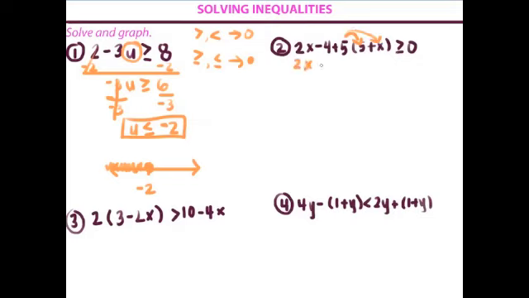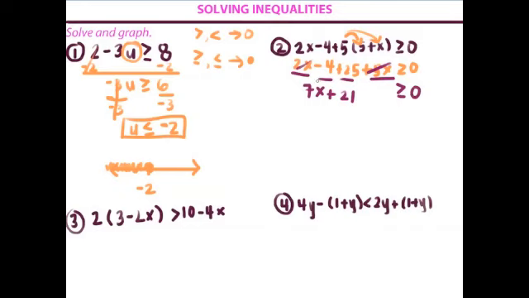Okay, so 2x minus 4 plus 25 plus 5x is greater than 0. Let's combine like terms on the left side. I have a 2x plus a 5x, which is going to give me 7x. So those guys are gone, let me cross them out. Then I have a negative 4 plus 25, which will give me plus 21. Okay, is greater or equal to 0.